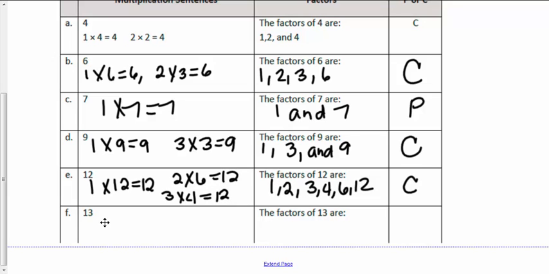All right, so for 13, think to yourself of all the factors of 13 and then come back and see if you got the same as me. The only factors that I could think of that equal 13 are 1 and 13. So the factors are 1 and 13, and that means that this number is indeed prime.